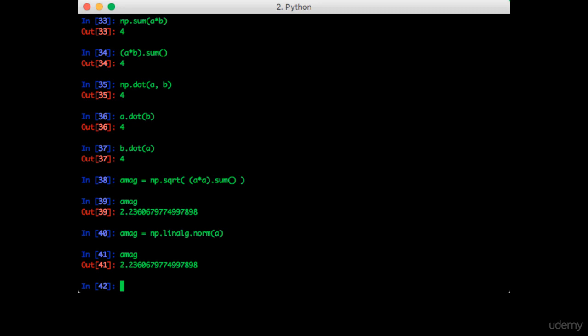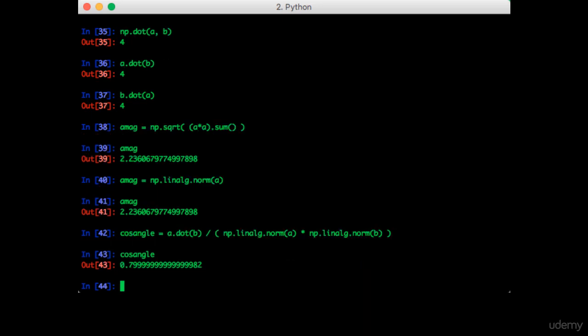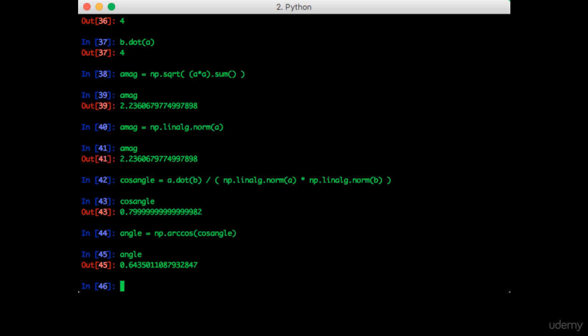So now we're ready to calculate the angle. So the cosine of the angle is equal to A dot B divided by the norm of A times the norm of B. So the cosine of the angle is 0.8, and the actual angle is the arc cosine of the cosine of the angle. So the angle is 0.643. And this is by default in radians.